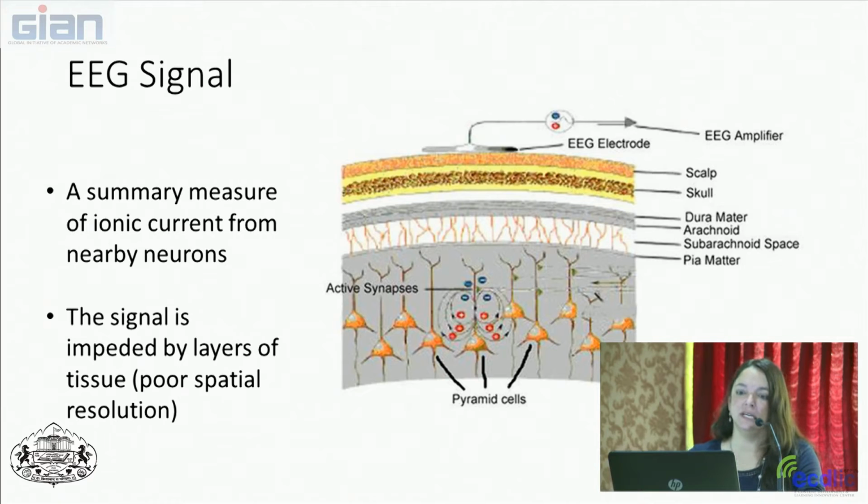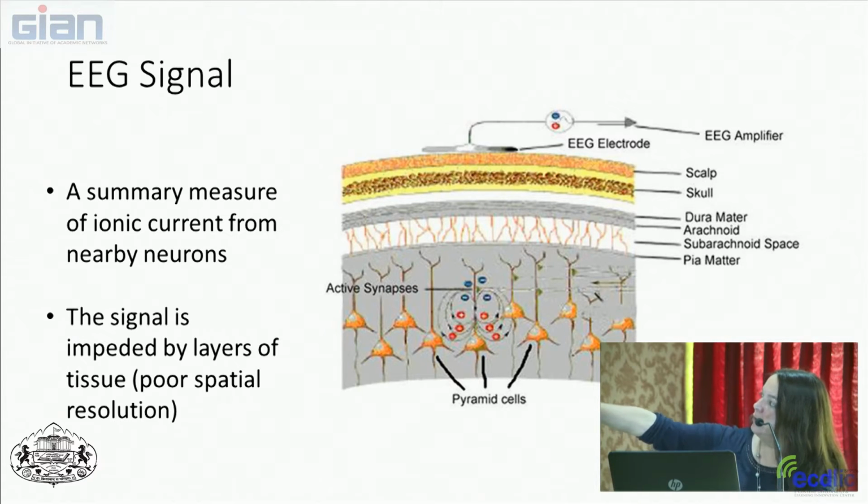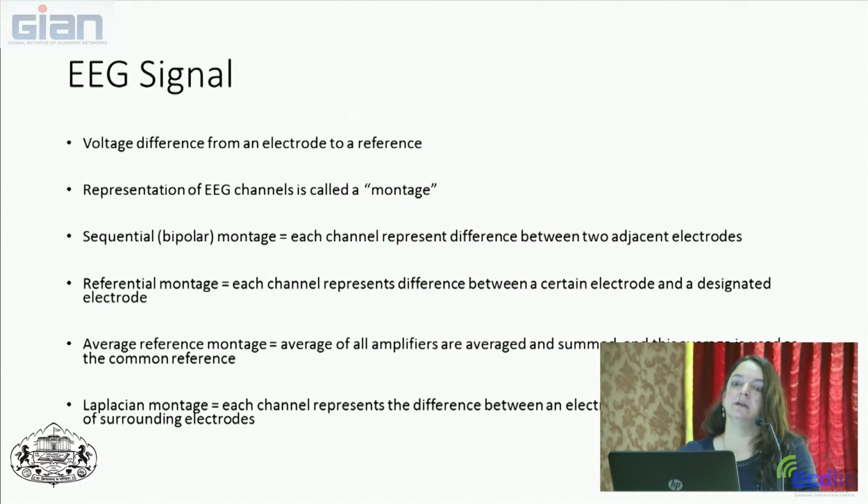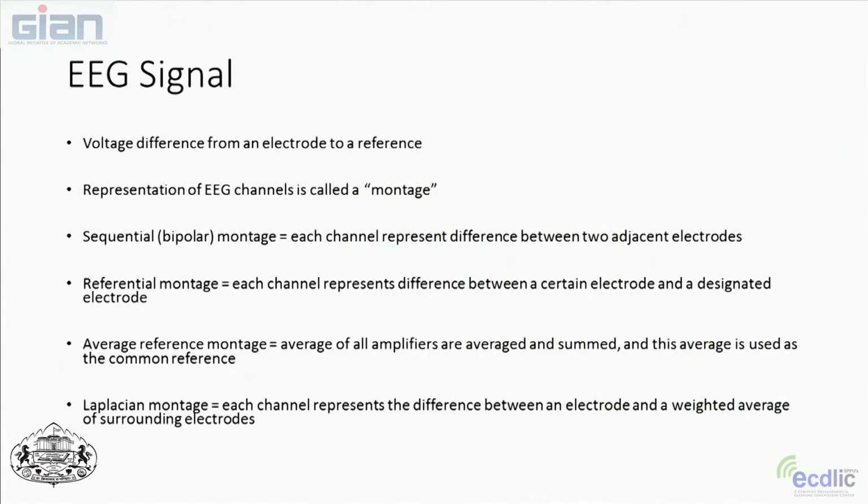Okay, so as I mentioned, the EEG is a summation and impeded by layers of tissue. So we get this poor spatial resolution. And you can see on the surface there are EEG electrodes and what the signal is passing through to get to that electrode. So the EEG signal itself reflects a voltage difference from one electrode to a reference point. So to measure a voltage, we have to have the electrode and we have to have a reference electrode. So we're looking at the voltage difference between 2 points in the brain.